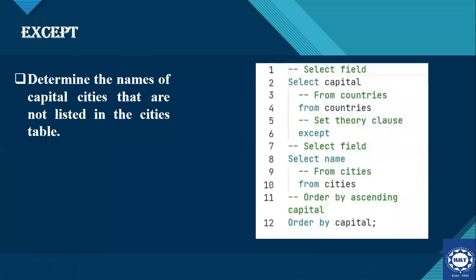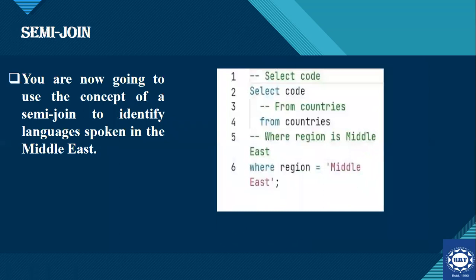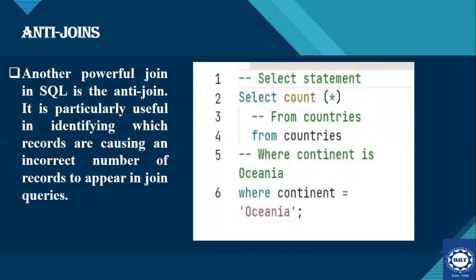Then except. Determine the names of the capital cities that are not listed in the cities table. For this query, you will use except by joining multiple columns to get your required results. Then semi-join. You are now going to use the concept of a semi-join to identify languages spoken in the Middle East. Anti-joins. So how to use anti-joins?